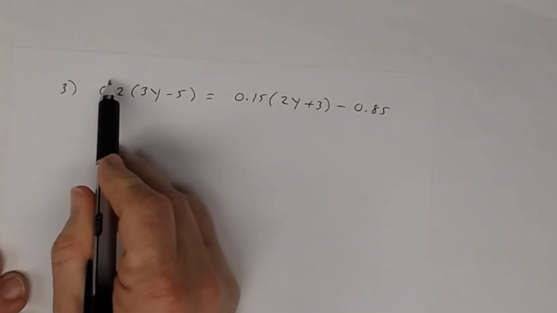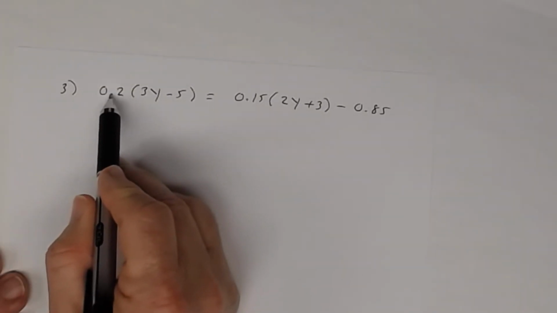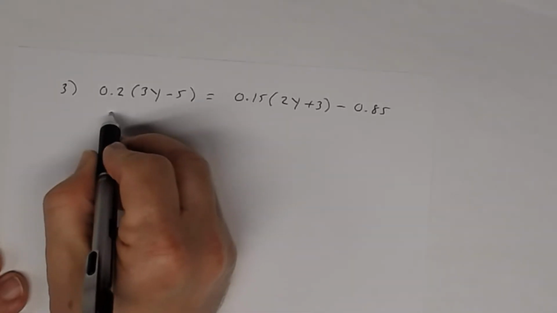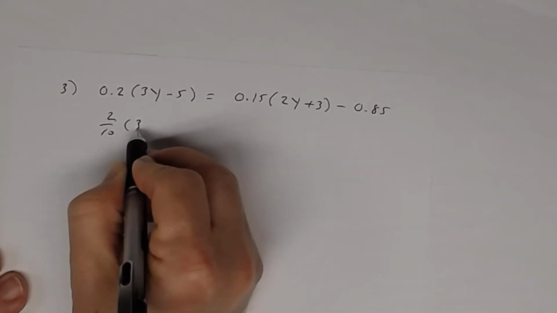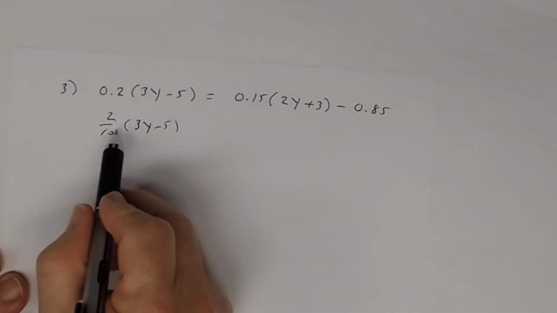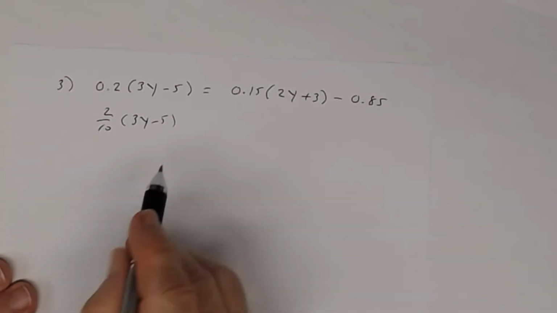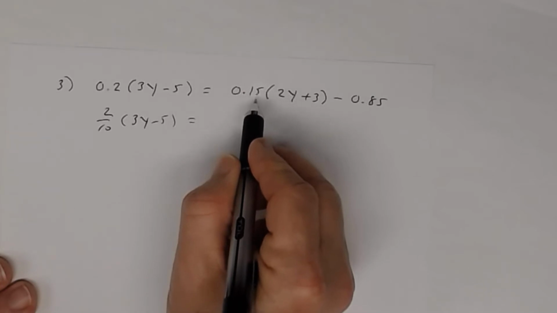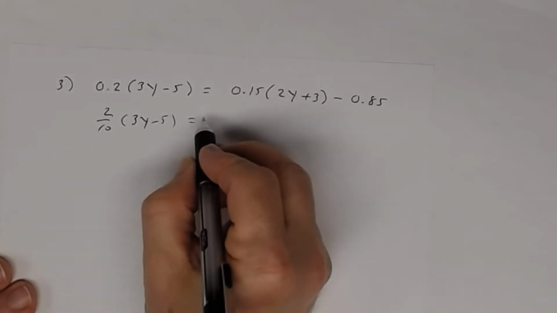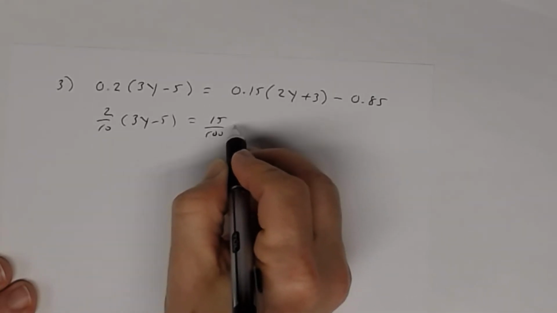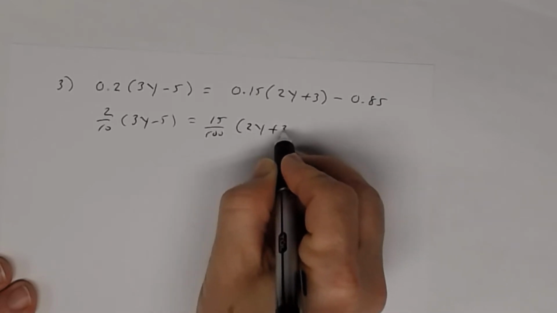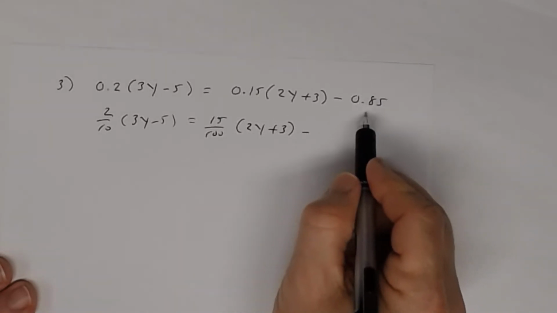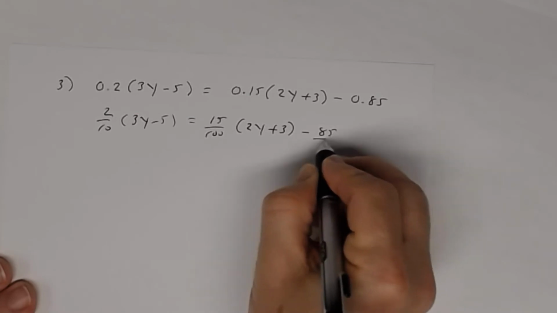So remember this right here, 0.2 means 2 tenths. So I'm going to write this as 2 tenths times 3y minus 5, right? Y'all agree? All right, equal. And then this is 15. Remember, the 5 is in the hundredths place, so that's 15 hundredths times 2y plus 3 minus, and this is 85 hundredths.